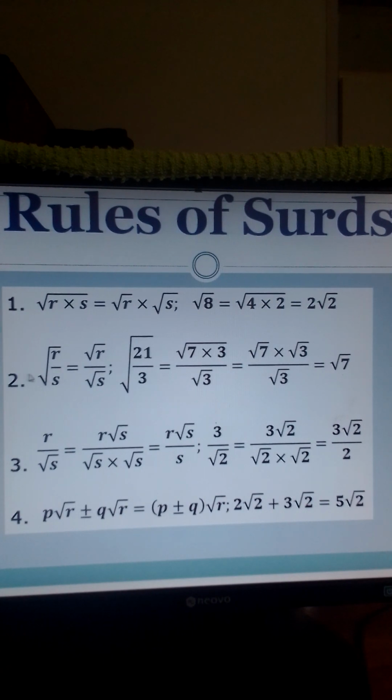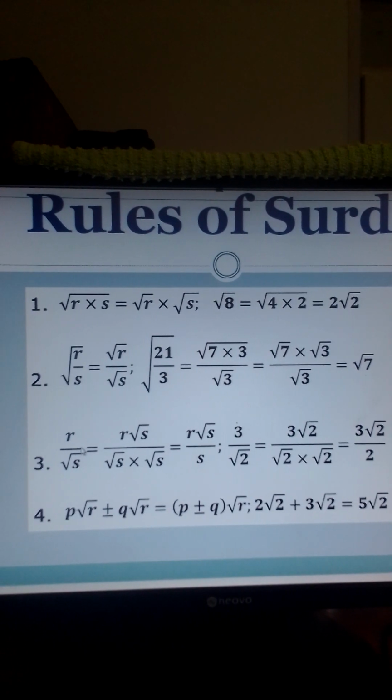Next we have the square root of r over s, which can be written as root r divided by root s. For example, the root of 21 over 3 is equal to the root of 21 divided by the root of 3. The root of 21 can be written as root 7 times root 3, so we have root 7 times root 3 divided by root 3. So we get root 7.